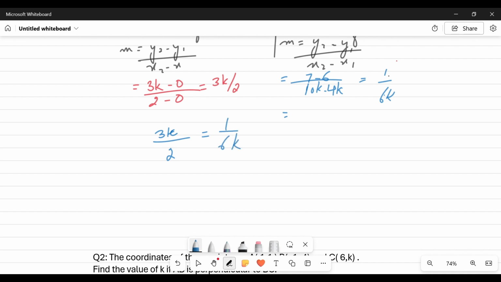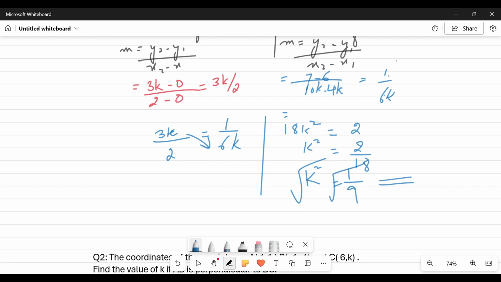When we cross multiply, it gives you 18k squared equals 2. So k squared equals 2 over 18, then k squared equals 1 over 9. So k equals plus or minus 1 over 3. So we have found the value of k here.